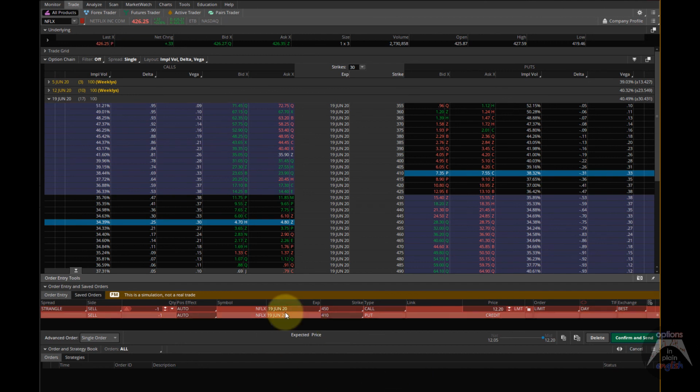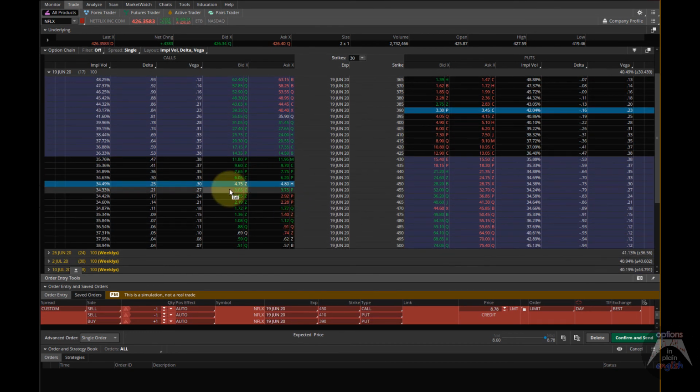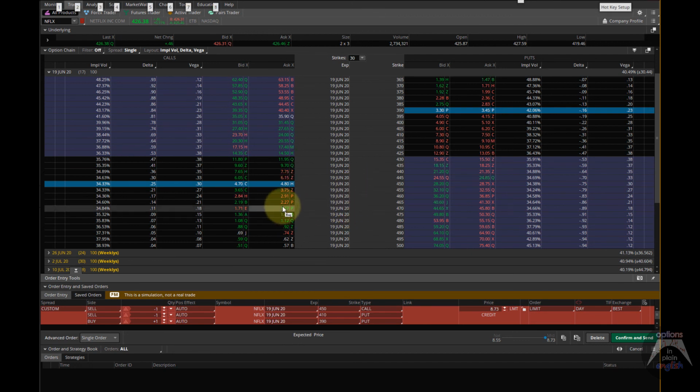And I want to make it $20 wide. So since I have the 410 short put, I'm going to add the 390 long put, which is what I'm going to do here. And I'm going to make it $20 wide on the upside as well. So I got the 450, so I need to buy the 470.